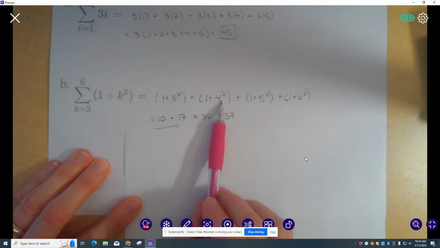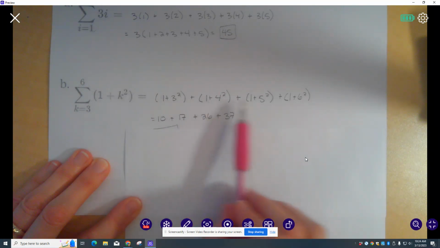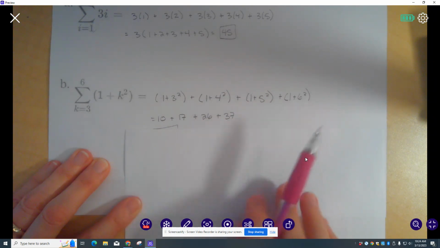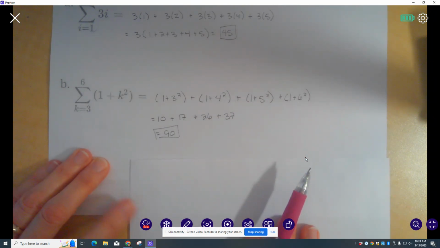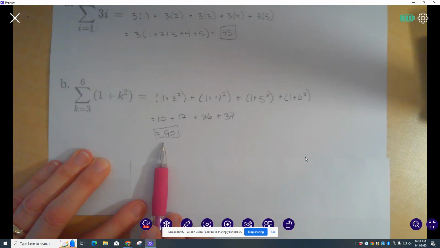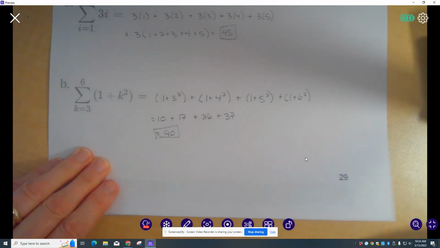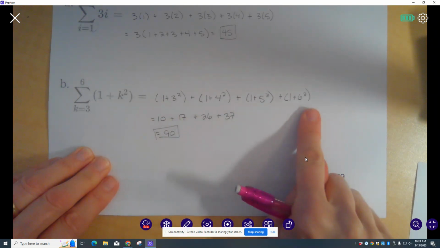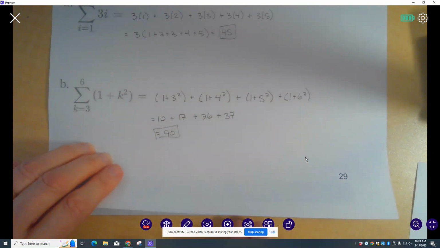9 plus 1 is 10. 4 squared is 16 plus 1 is 17. 5 squared is 25 plus 1 is 26. 6 squared is 36 plus 1 is 37. So my sum is 90. Not really a lot different than what we did with our sequences, except now instead of listing our terms, we are adding them up.